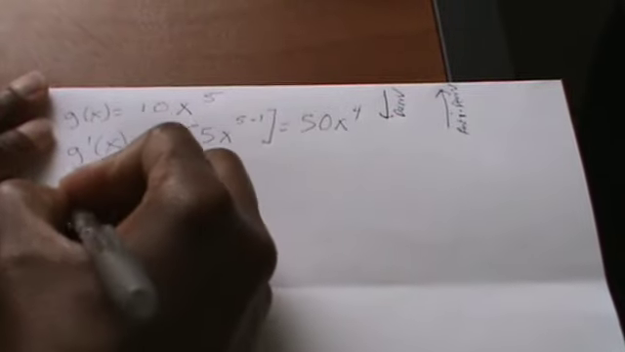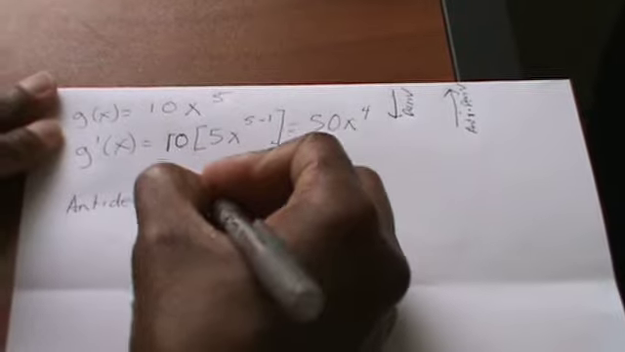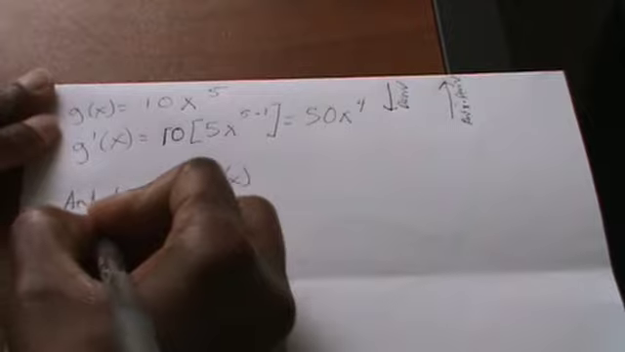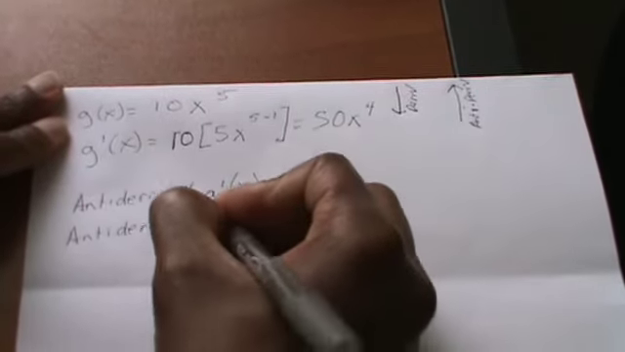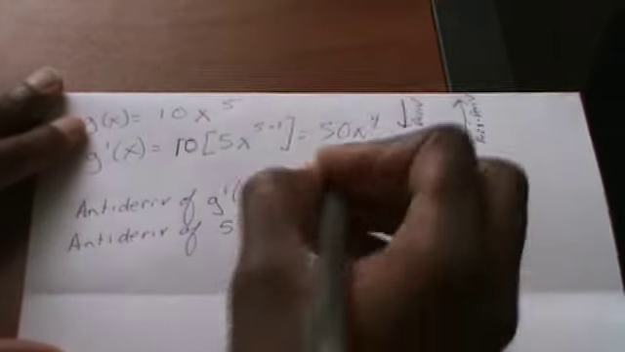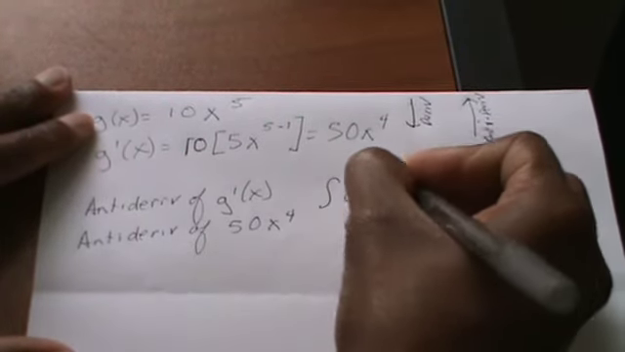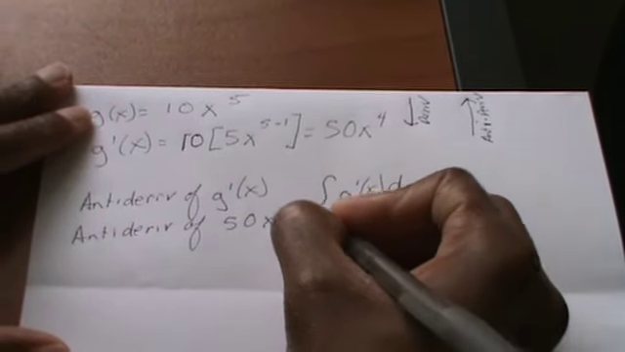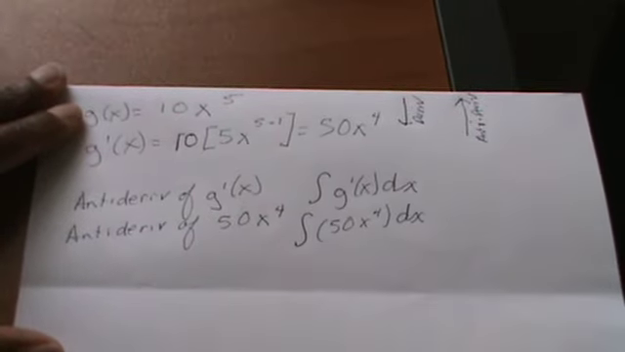So I'm going to take the anti-derivative of g prime of x, or I'll take the anti-derivative of 50x to the 4th power, right? So let me write both of those down so that you can see it. This is the integral of g prime of x dx, that is the notation, and then here, same thing as the integral of 50x to the 4th power dx. Okay?